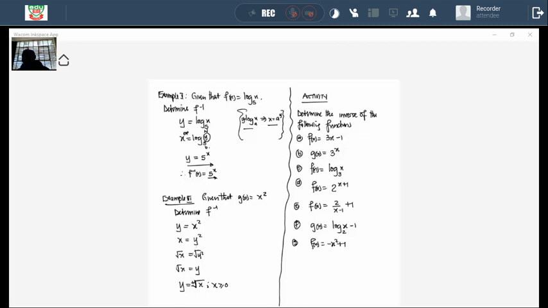The next section, I'm going to be looking at getting the inverse of a function, but graphically. Remember, I only looked at one method, which was just algebraically. Now I'm going to tap into the graphical way of doing things.